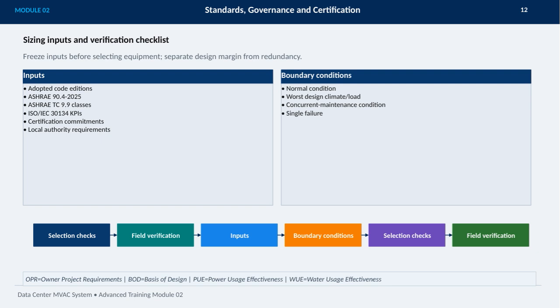Boundary conditions play a major role too, from normal operation to worst design climate or load scenarios, concurrent maintenance conditions, and handling single failures. Selection checks and field verification ensure that the equipment chosen meets these stringent requirements and performs as expected. Remember, aligning with the owner project requirements and basis of design, while monitoring metrics such as PUE and WUE, guarantees your data center's efficiency and compliance.